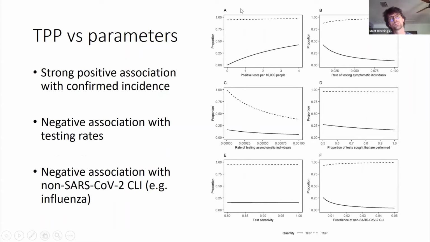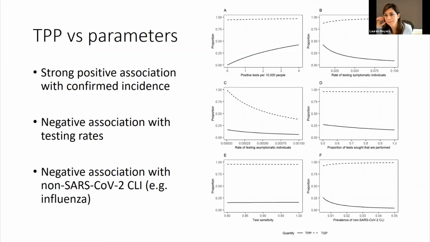This top panel is the relationship between confirmed incidence and TPP, holding all other parameters constant. The solid line is TPP, the dotted line is the test symptomatic proportion. We see a strong positive relationship between confirmed incidence and TPP. That's what we've seen in data all the time: as case numbers go up, the TPP goes up as well.